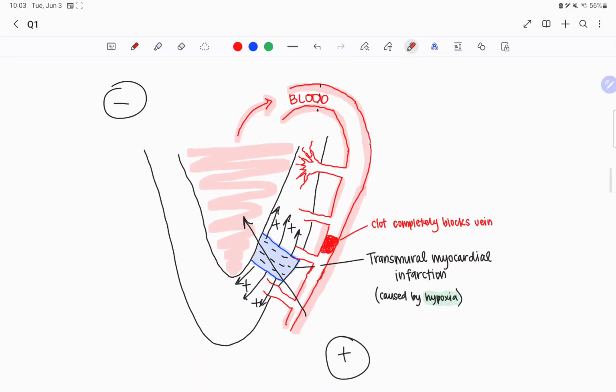Now with a STEMI, our clot has completely occluded our blood vessel here, right? So blood is no longer getting down here to help this area of our heart. It's dying. It's called a transmural myocardial infarction. Transmural means completely through the wall, right? Like a mural is a drawing on a wall. Trans is through or across. And then myocardial is the heart muscle. So this is basically the death of this entire section of wall.